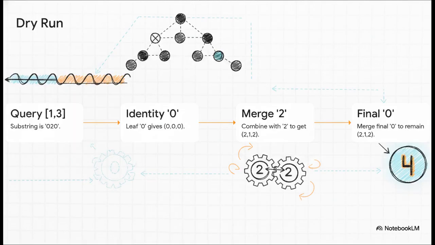Let's actually do a step-by-step dry run so you can see this in action. Imagine our string is 10203004, and we query the range from index 1 to 3. That gives us the substring 020.